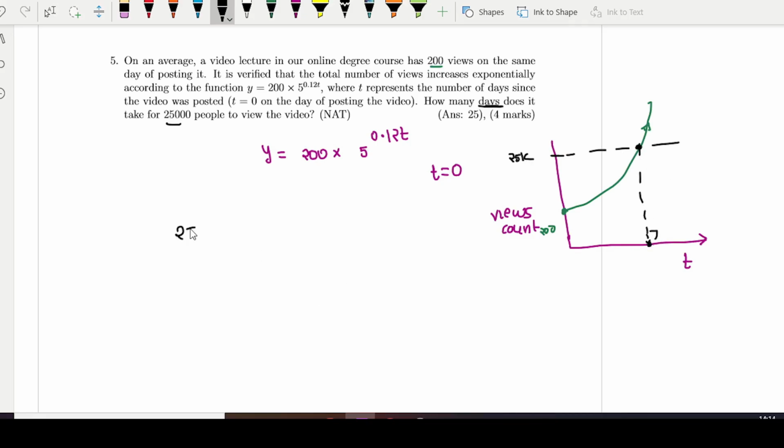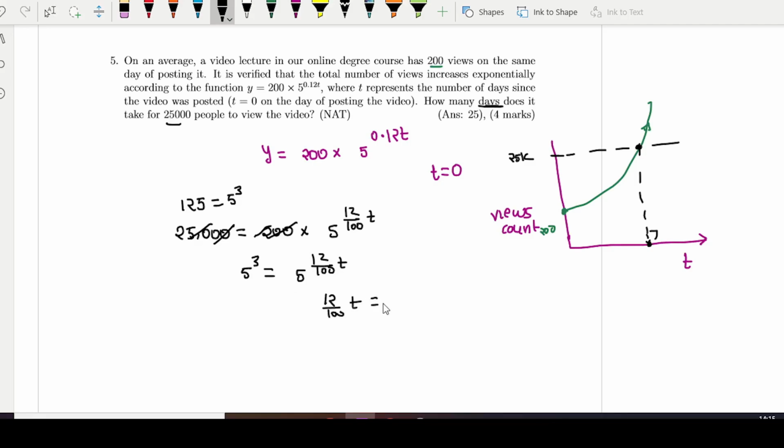So we will substitute 25000 equal to 200 times 5 to the power 12 by 100 times t. Cancelling the 200 with 25000 will give 125. 125 can also be written as 5 cube. So 5 cube will be equal to 5 raised to 12 by 100 times t. So 12 by 100 times t will give 3, and 3 times 100 by 12 gives t equal to 25. So after 25 days, 25,000 people would have watched that video. So it is 25.